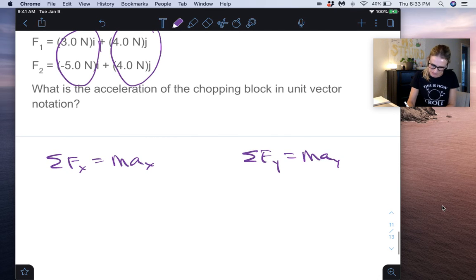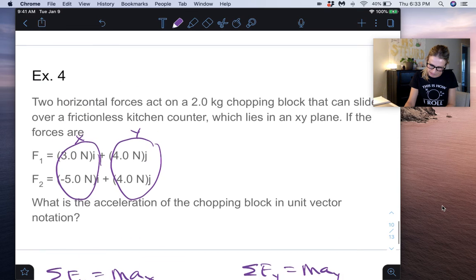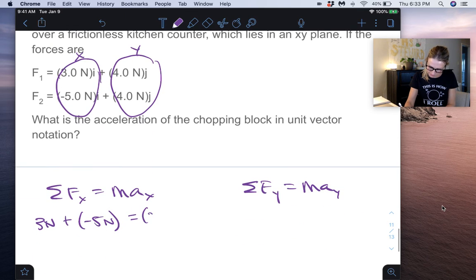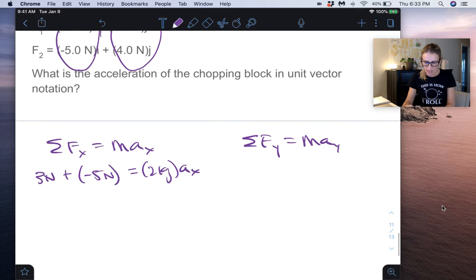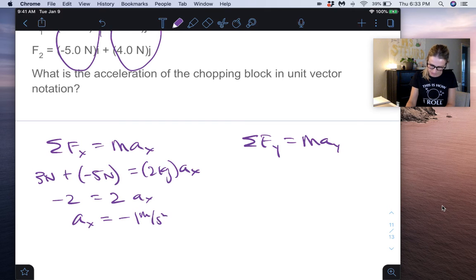So for the x direction, we get 3 newtons i hat for the first one plus a negative 5 newtons i hat for force 2 equals the mass of the chopping block, which was 2 kilograms, times acceleration in the x direction. So we get 3 minus 5, which is negative 2, equals 2 times ax. Divide by 2 on both sides, and we get the acceleration in the x direction is a negative 1 meter per second squared.